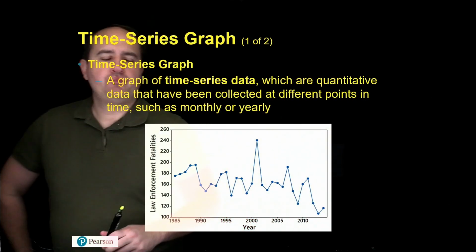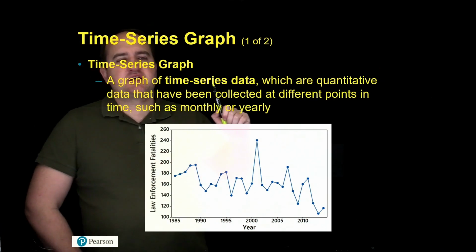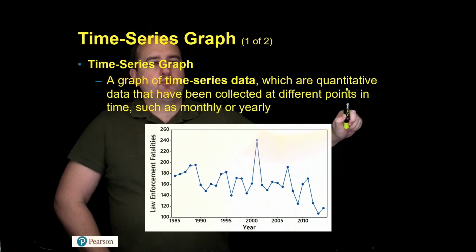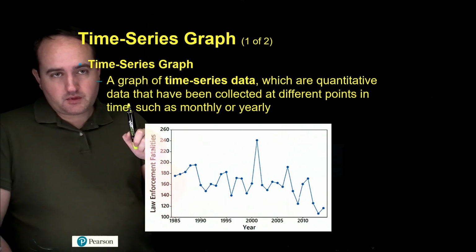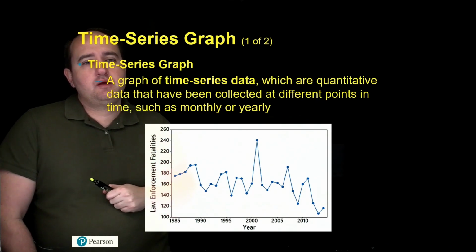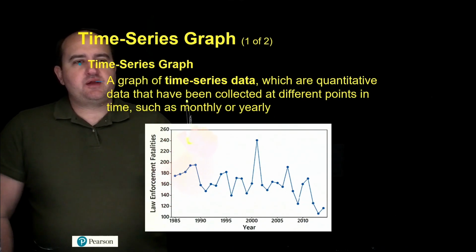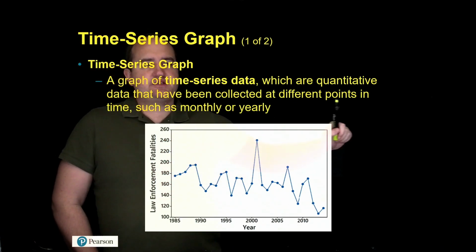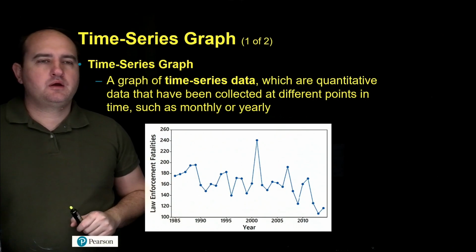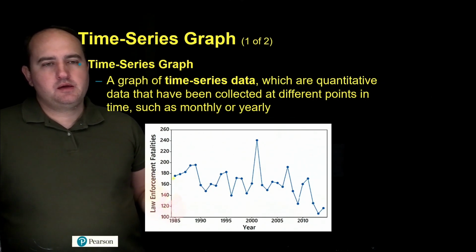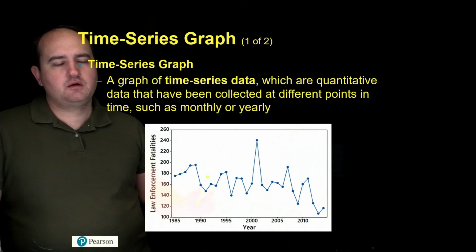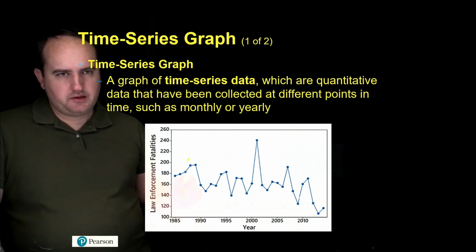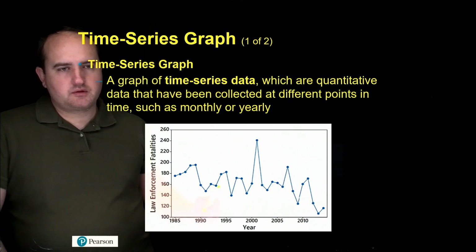But what's important is that with a graph of time series data, which are once again quantitative data, so we're looking at numbers, these have to be data that are collected regularly at different points in time. And the reason I say regularly is you don't want to have any missing data here. So you'll notice there's a dot appearing regularly for each point in time.